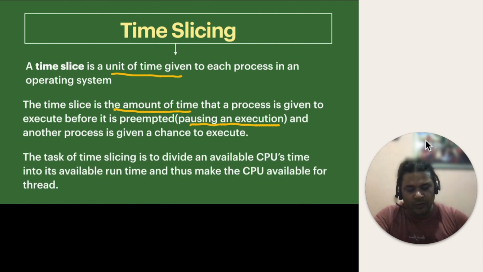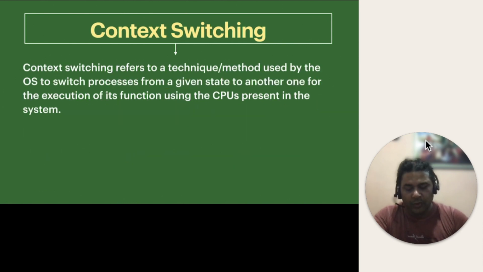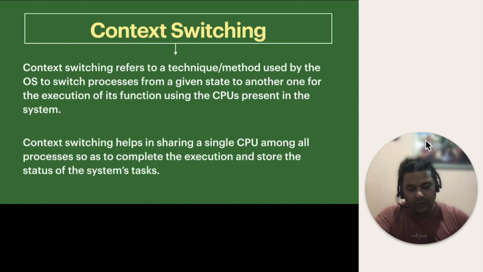The task of time slicing is to divide the available CPU time into available runtime, thus making the CPU available for threads. Context switching refers to a technique used by the OS to switch processes from a given state to another one for the execution of their functions using the CPU present in the system. Context switching helps in sharing a single CPU among all processes so as to complete the execution and store the status of the system tasks.